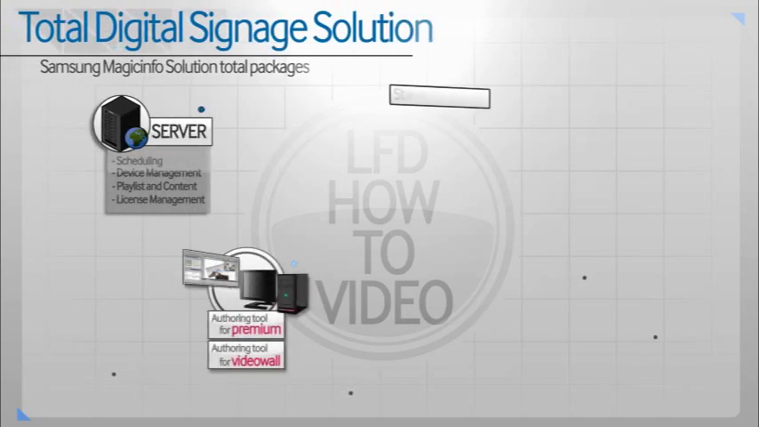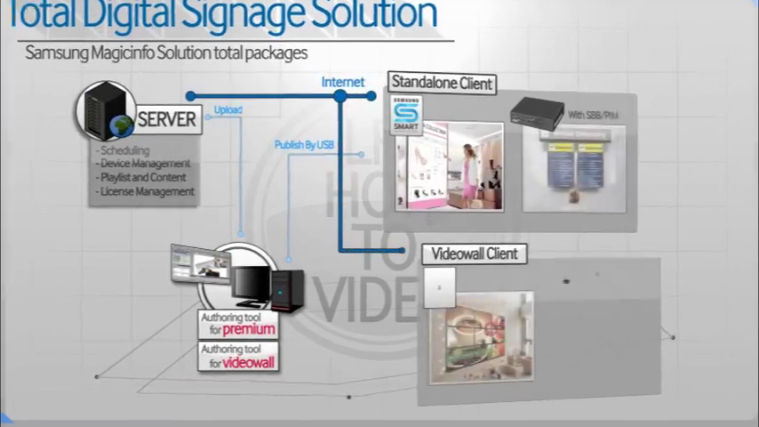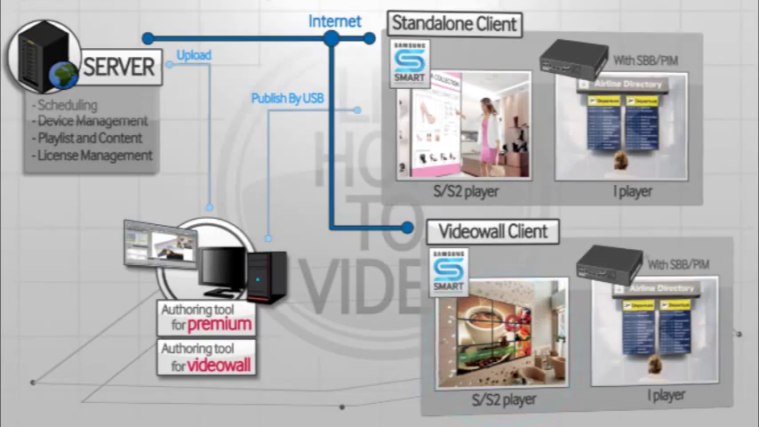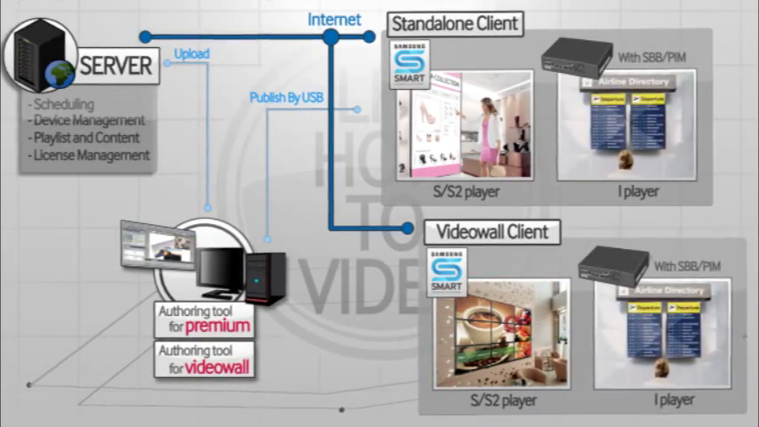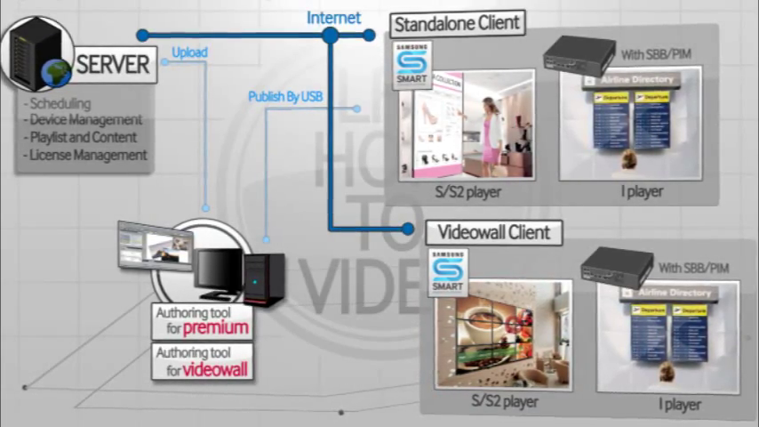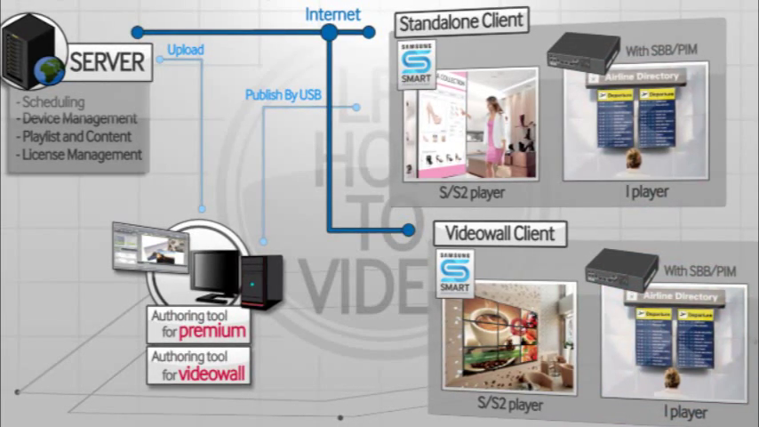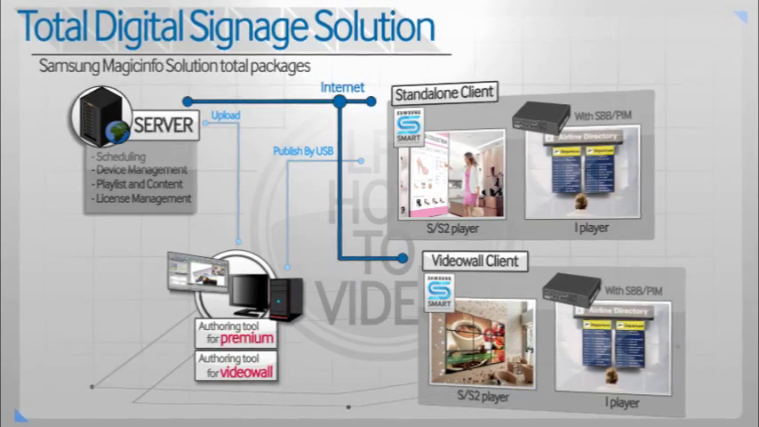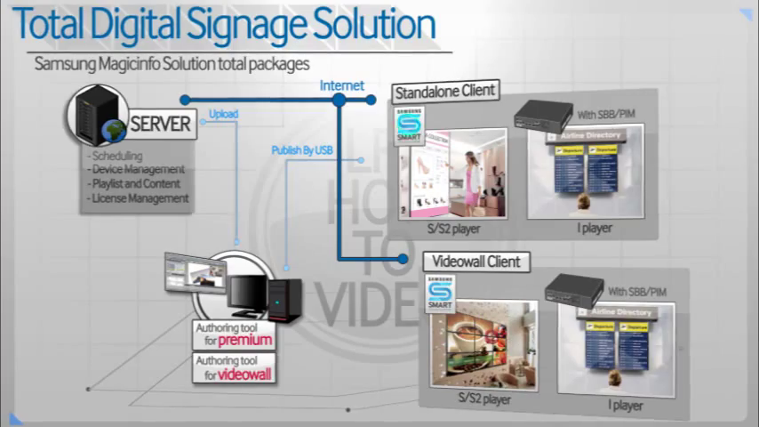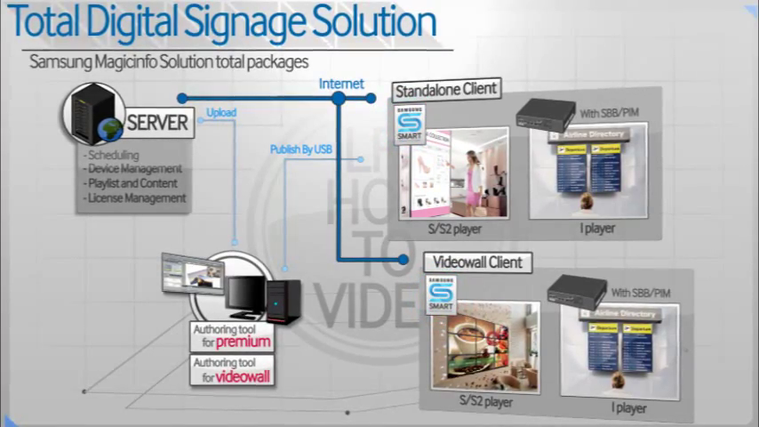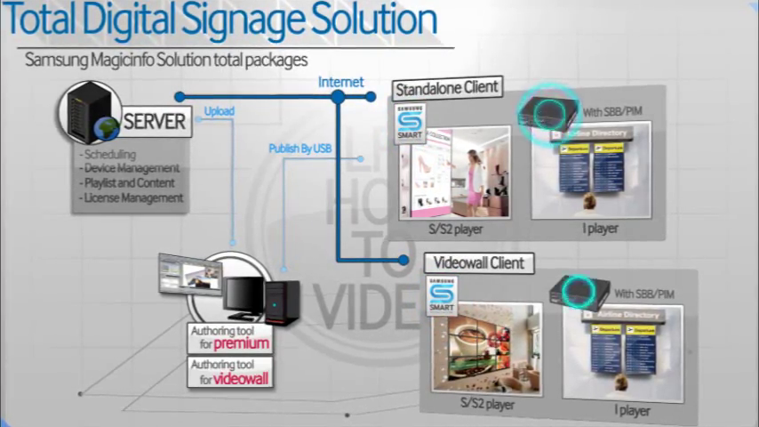Now, the difference between the iPlayer and the S or S2 player solution is that the S or S2 player runs on the SoC, meaning it's embedded within the LFD, whereas the iPlayer runs off of the attached set-back box or plug-in module. So, for both standalone and video wall, there are 2 types of solution: embedded, which runs off of the SoC, or external, which runs off of an attached SBB or PIM.